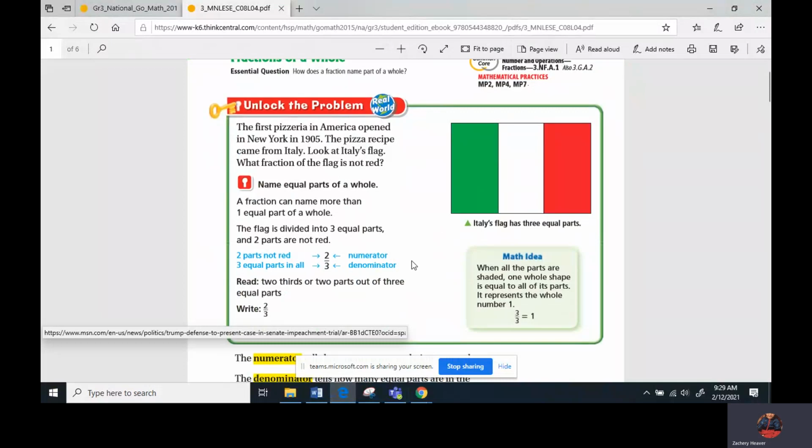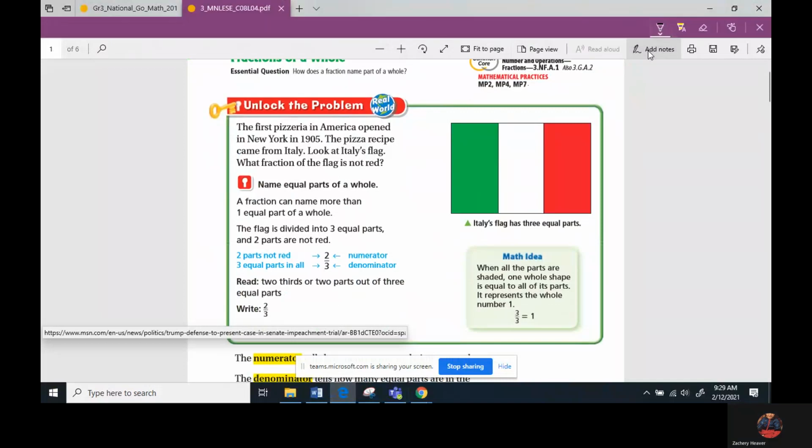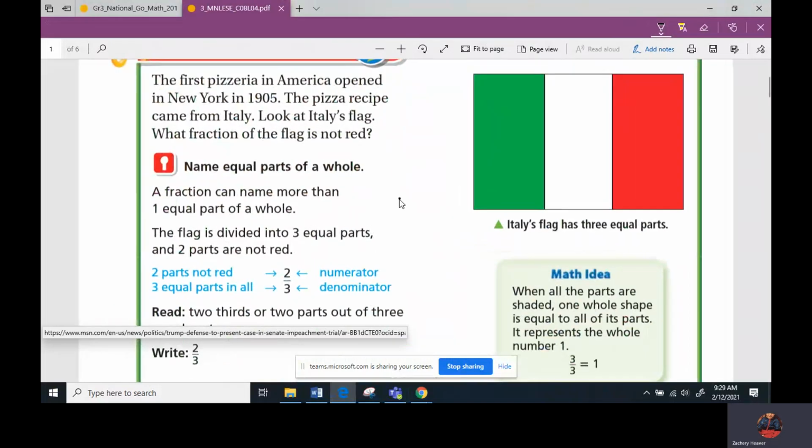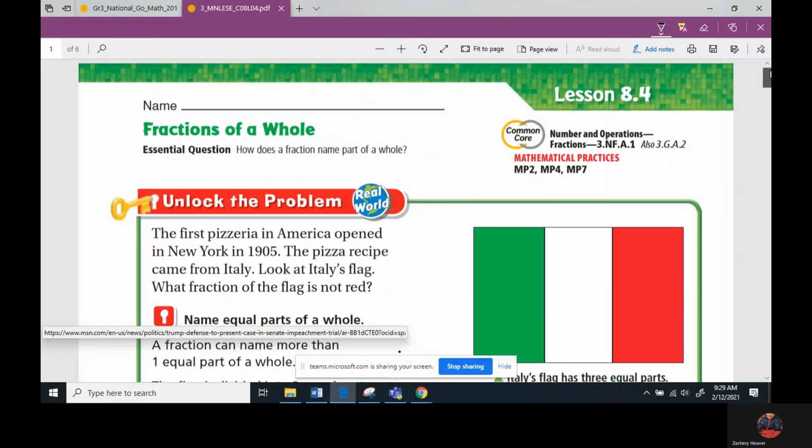Numerator, north. North is always up. Denominator, D. D stands for down. That's a quick way to remember that. Let me get this ready. So let's get right into it.